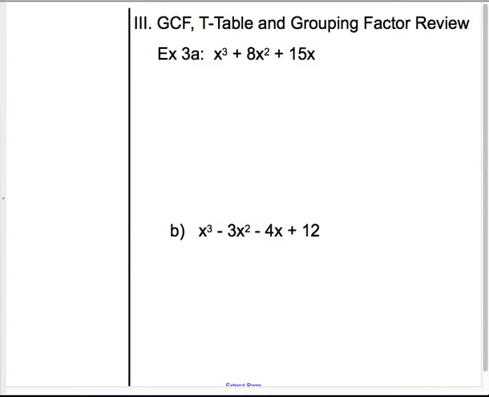A little bit more review of factoring. Always, when you're factoring, look for a greatest common factor first. So I'm looking through and I see all of my terms have an x. So I'm going to factor out that x, leaving me with x squared plus 8x plus 15. Always check to see what's left inside the parentheses if you can continue factoring. Well, this one is a t-table factoring. What multiplies to 15 and adds to 8? Positive 3 and positive 5. So x plus 3, x plus 5.